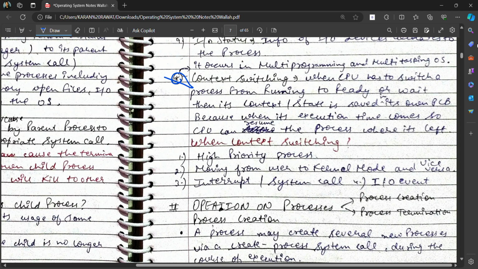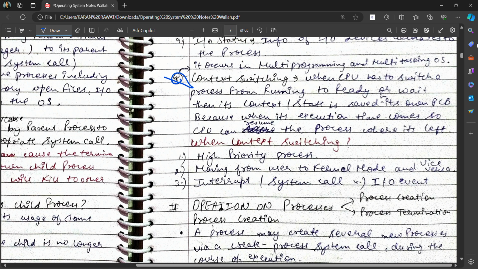Because when its execution time comes again in the future, the CPU can resume the process where it left off. Getting my point? Just try to understand. I'm telling you in a very simple way. Just forget what context switching is. Okay, let's understand the scenario. What happens when the CPU is executing a particular process?